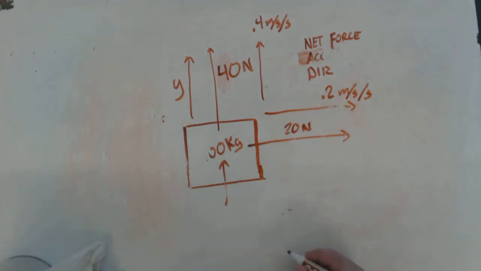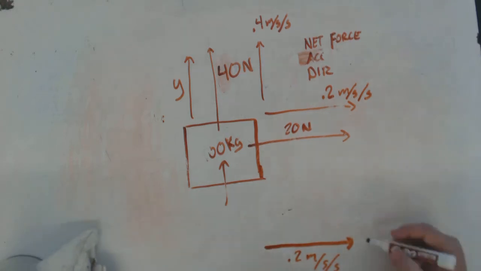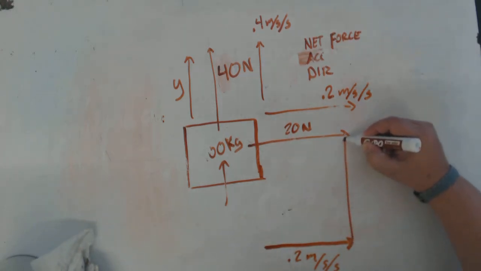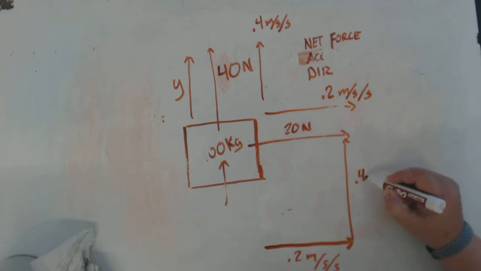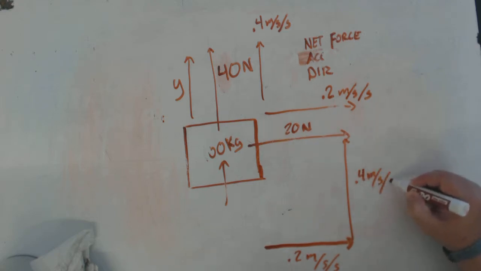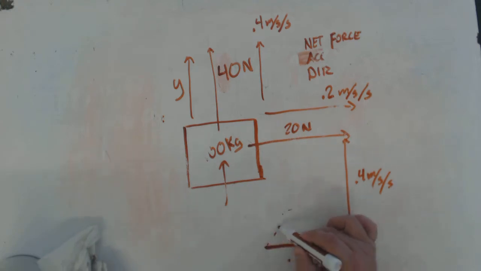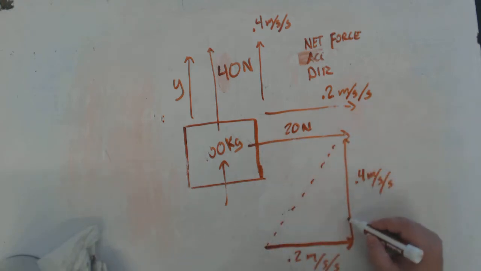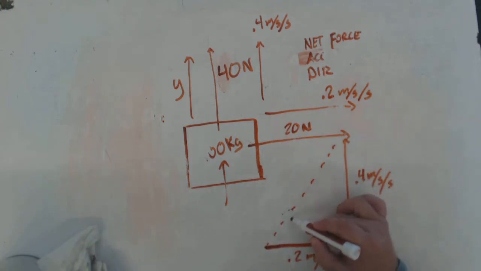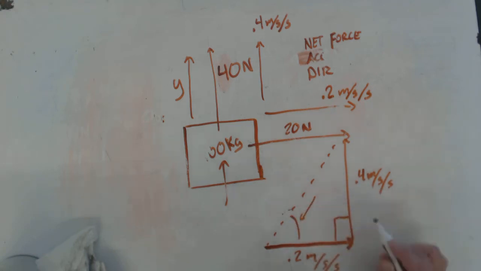So what I'm going to do is I'm going to draw what that looks like. So 0.2 meters per second. So this is the acceleration in the x. Then I have 0.4 meters per second in the y. And the direction I'm looking for is right here, this angle right there.